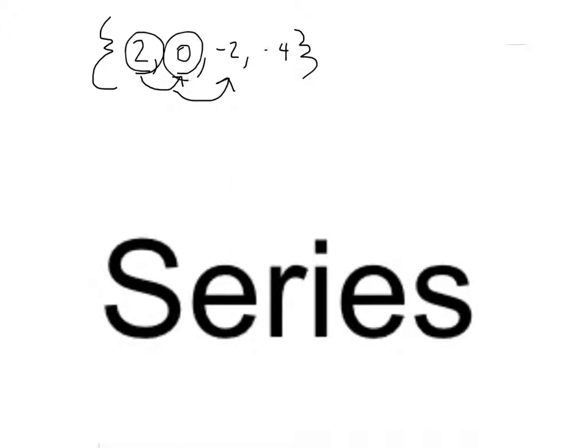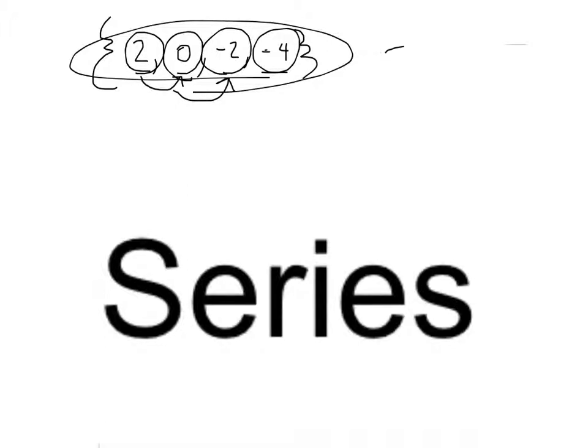Let's say this is my sequence: 2, 0, -2, -4. There's my sequence. A series is if I took all these and added them up. So 2 plus 0 plus -2 plus -4. If you were to add all these values up, you'd get -4. And that's what they're asking us to do here.